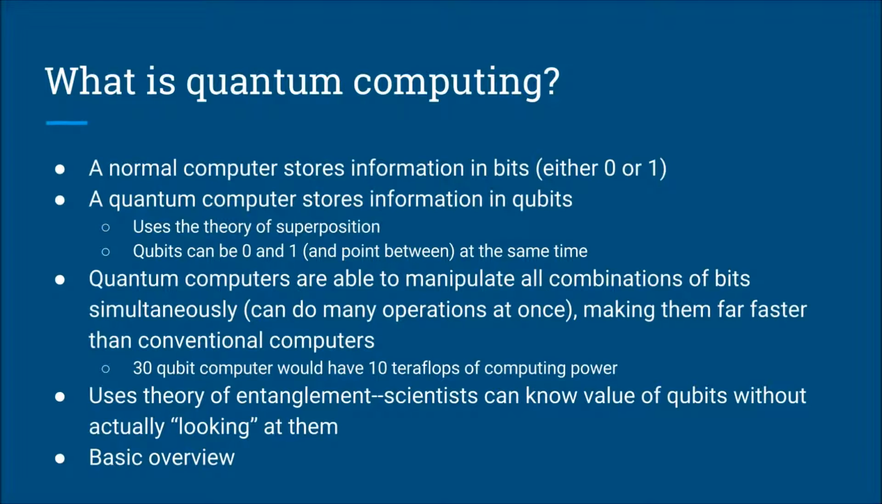And then one other thing it uses is the theory of entanglement. So basically, scientists could know the value of a qubit without actually looking at or observing them. Now this is just a basic overview of how quantum computing works, because the full thing is far beyond the scope of this video.